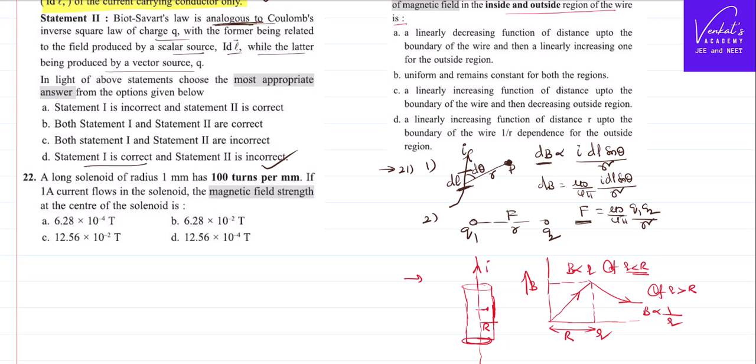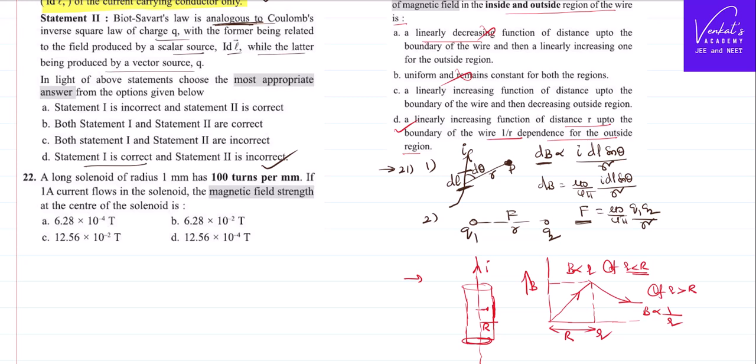Let us see which option is explaining that. Linearly decreasing function of distance up to the boundary, that is wrong. Uniform and remains constant, that is wrong. Linearly increasing function of the distance up to the boundary of the wire and then decreasing outside the region, okay. The last option is given in a more accurate way: increasing up to the boundary of the wire, 1 by r dependence for the outside region. So option D is the more appropriate answer. That's how we pick up the answer for the second question.